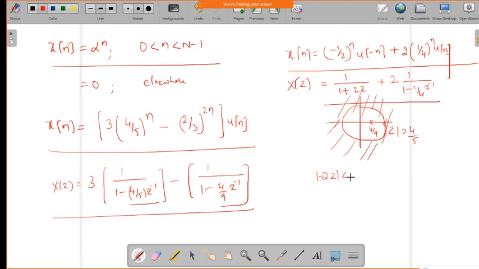which is less than 1. That means the magnitude of z should be less than half. Okay, so here it is 1 by 4 z inverse, which is less than 1, and z should be greater than 1 by 4. So now it is less than half and greater than 1 by 4. So that is, z will lie between 1 by 4 and 1 by 2.